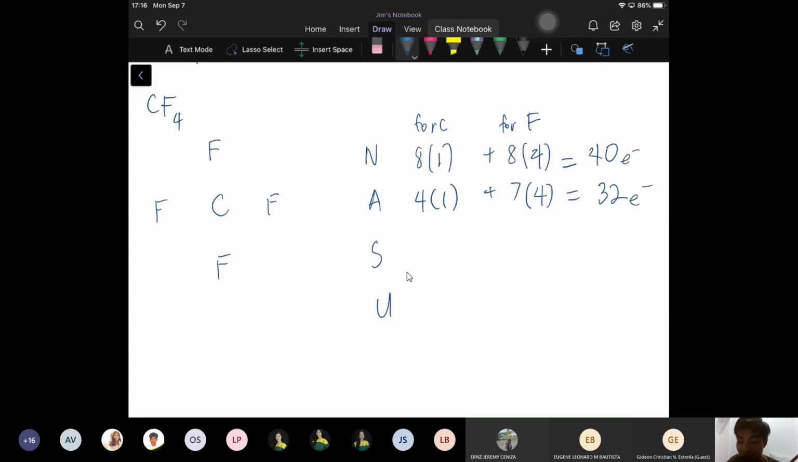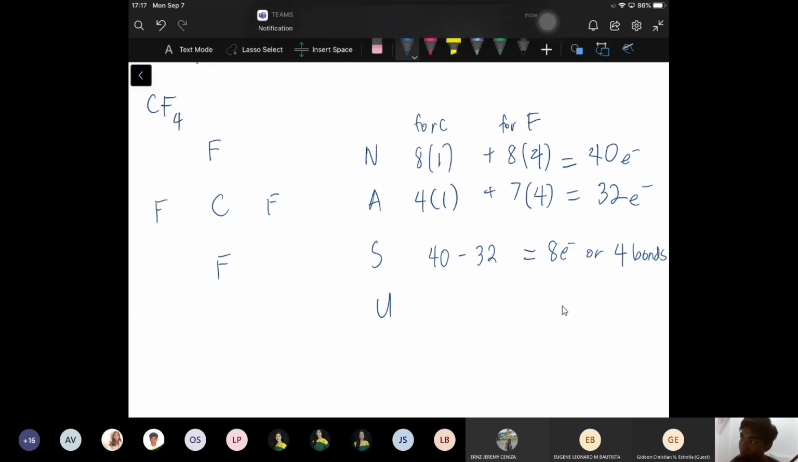Okay. So shared na tayo. So what's the formula for shared? N minus A. So that's 40 minus 32. 8 electrons or how many bonds? 4 bonds na. So 4 bonds lang. Just divide it by 2. So saan natin ilalagay yung 4 bonds? Edi, i-connect natin yung mga terminal atoms sa central. And then, we used up all the bonds. So tapos na. We're pretty much done.